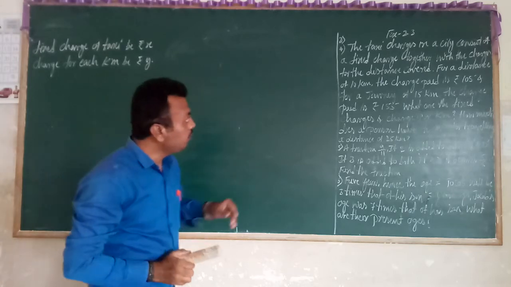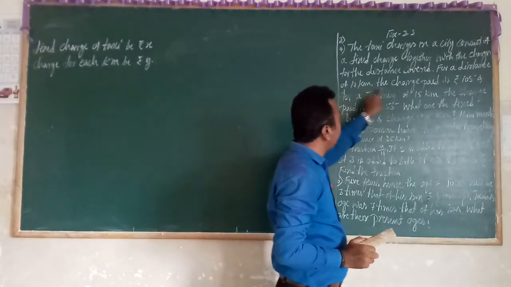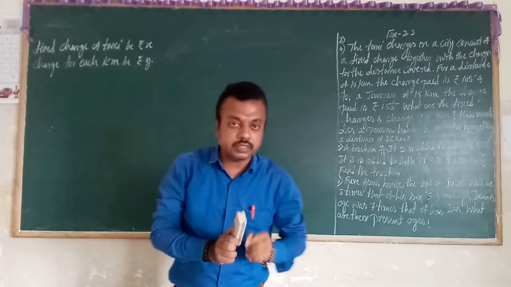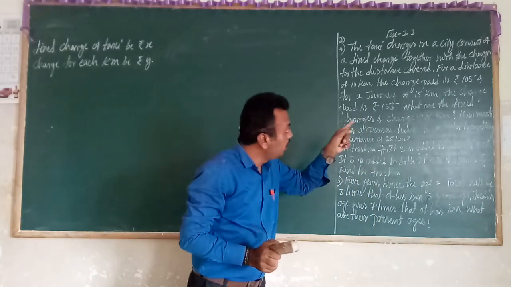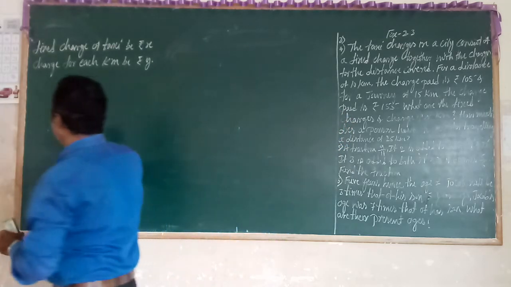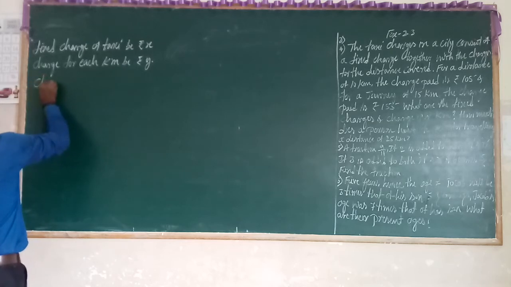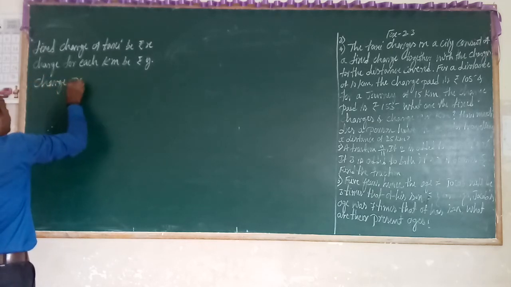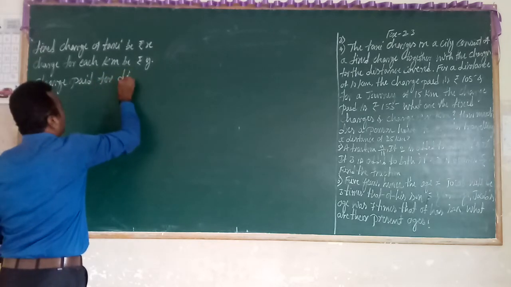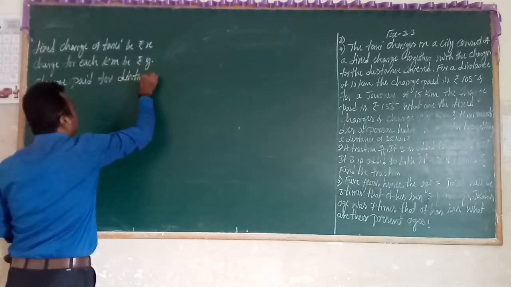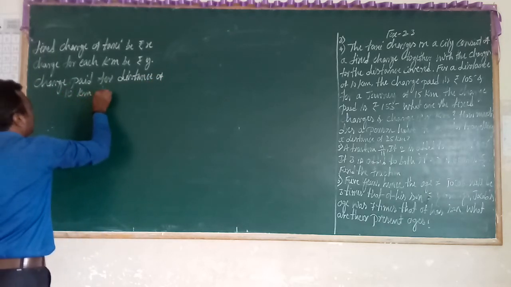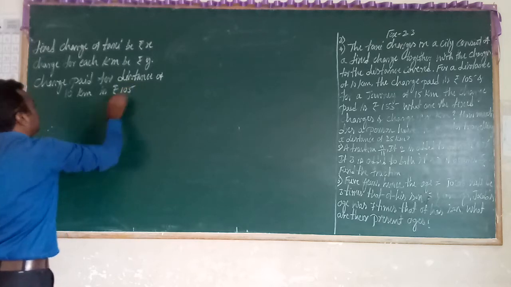Okay. See, for a distance of 10 kilometers, the charge paid is rupees 105. So if he pays 105 rupees, how many kilometers did he travel? He traveled 10 kilometers. So the charge paid for a distance of 10 kilometers is rupees 105.